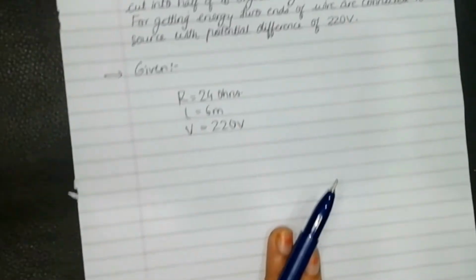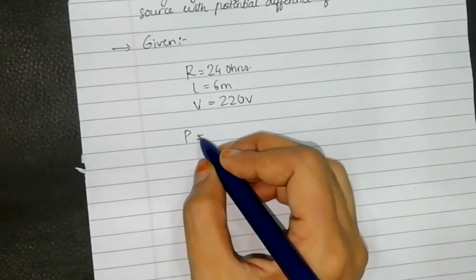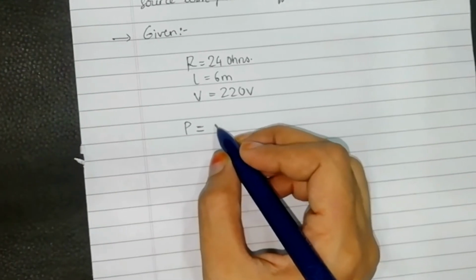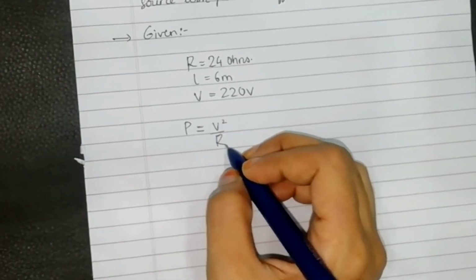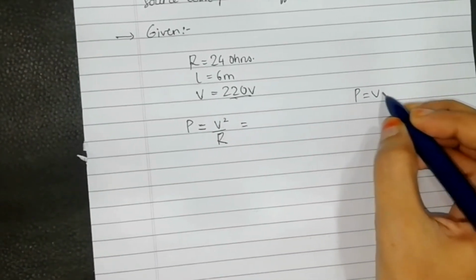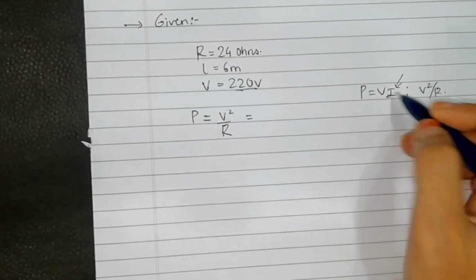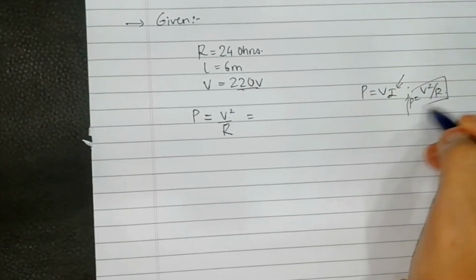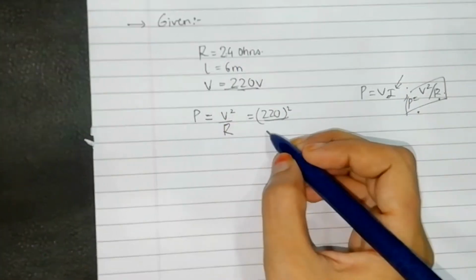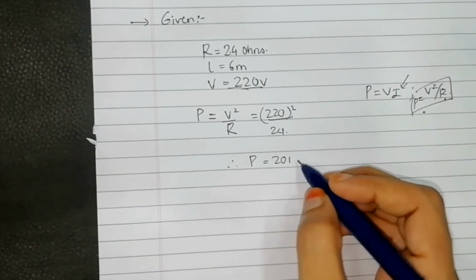So first we will find the power when the wire is of its original length. So we have power is equal to V square upon R. We also have power is equal to V into I, and the other formula is V square upon R. Since here we don't have any value of current, we will use this formula, that is power is equal to V square upon R. We have voltage 220 volts upon resistance 24. So on solving this, we will get the power as 201 watts.